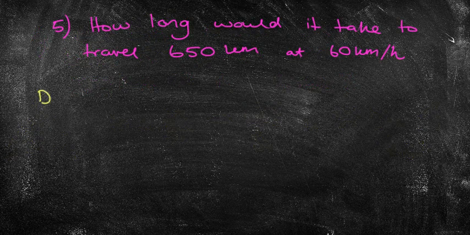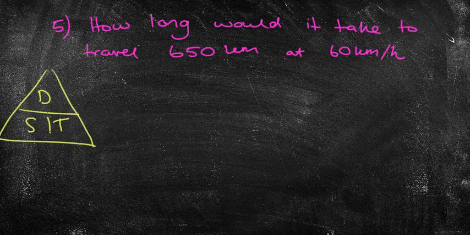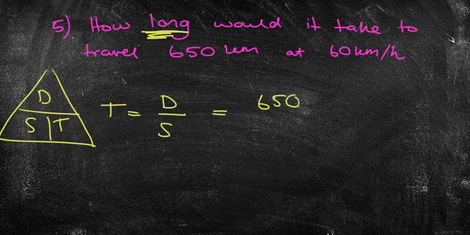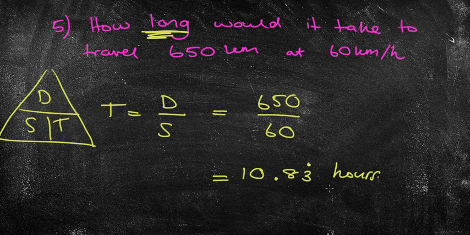Okay, the last one's going to be slightly trickier. Well, it's still using the DST triangle, but I'm going to make one little adjustment right at the end to make life a little bit easier. How long? Okay, well, that's time. So I'm doing distance over speed to travel 650 kilometres at a speed of 60 kilometres per hour. So now I'm going to put 650 and divide it by 60. Now you might think, well, what have I done differently? Well, that gives me 10.83 recurring hours.